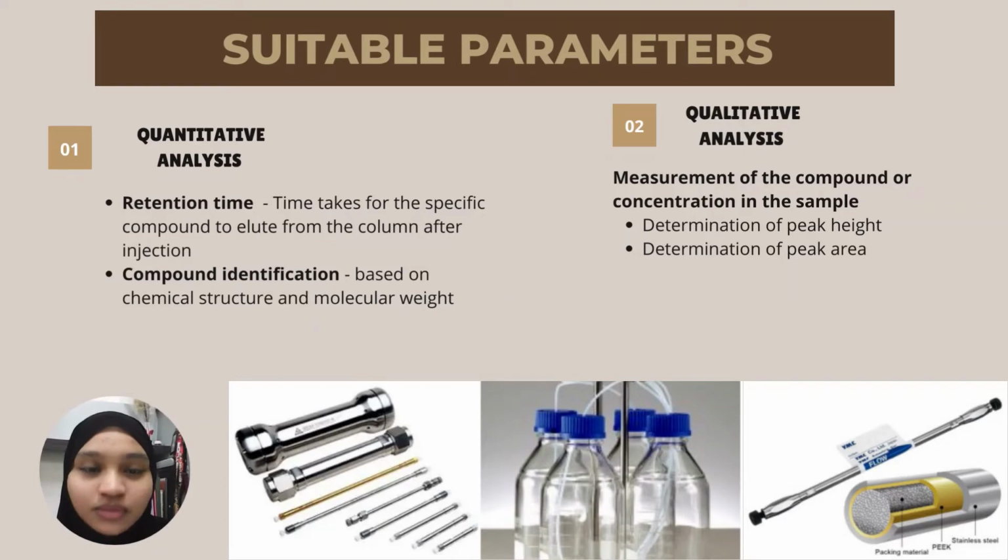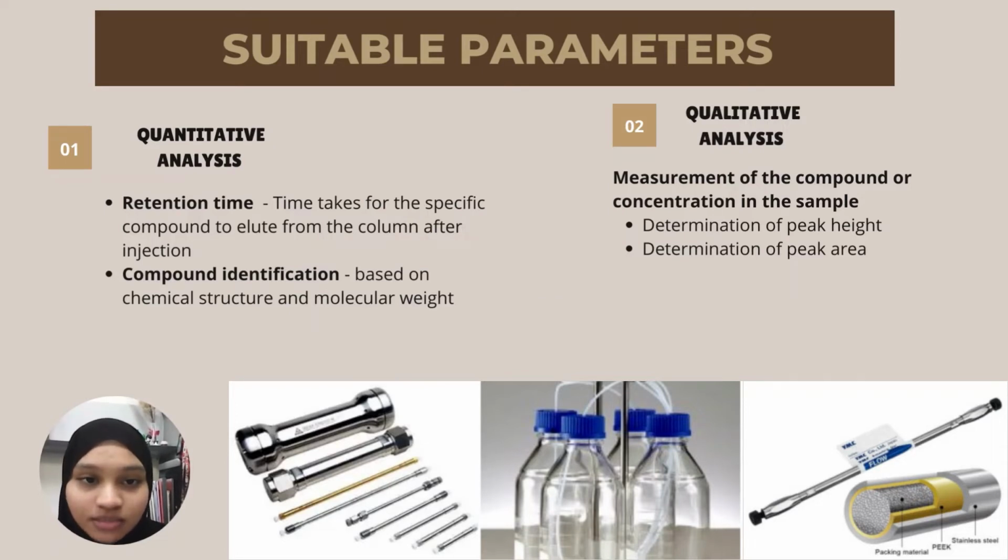So I will be talking about the suitable parameters for blood testing in HPLC. So there are two analyses, which are the qualitative analysis and quantitative analysis. The qualitative analysis shows the retention time and the compound identification. Retention time is the difference in time between the point of injection and appearance of the maximum peak. So the time taken for the specific compound to elute from the column after injection is known as the retention time. For compound identification, it is based on the chemical structure and molecular weight.